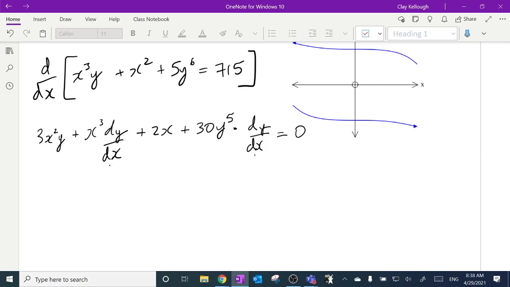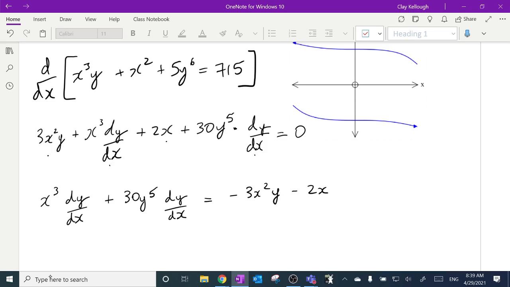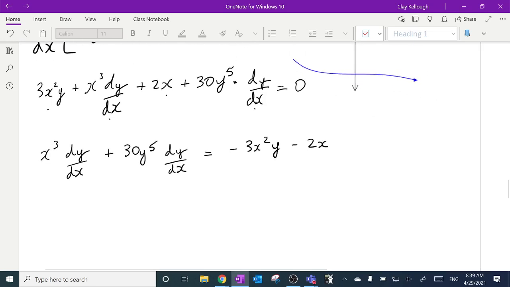Well, the way you do all algebra, you try to isolate it, right? So the x cubed dy by dx plus 30y to the 5 dy by dx is equal to, and then I'm going to move these two things that don't have that factor that I'm looking for to the other side of the equation. They, of course, become their opposites, right, because you subtracted them from both sides.